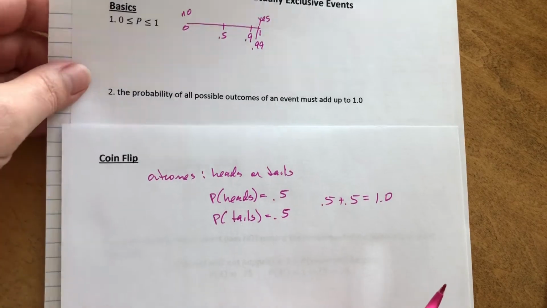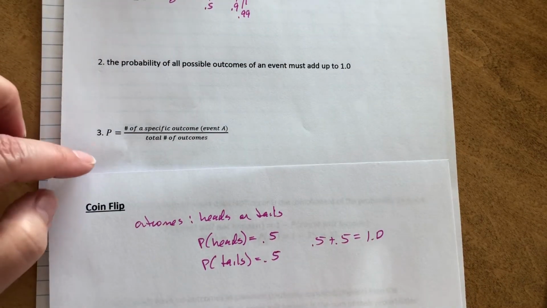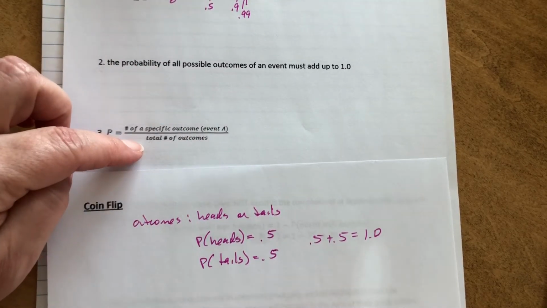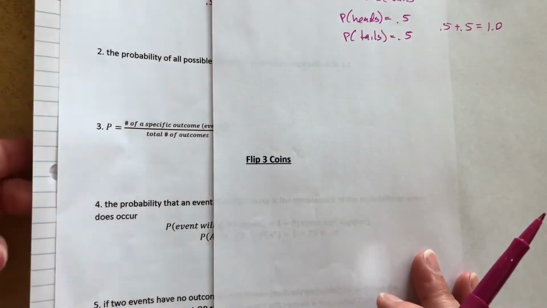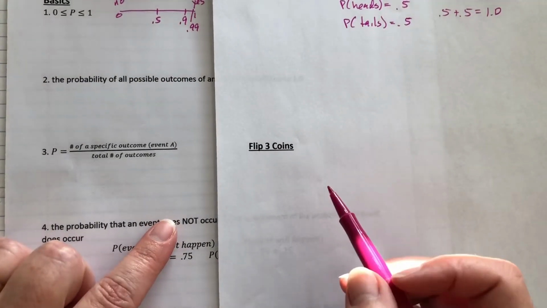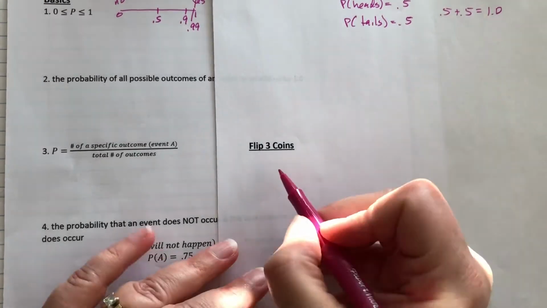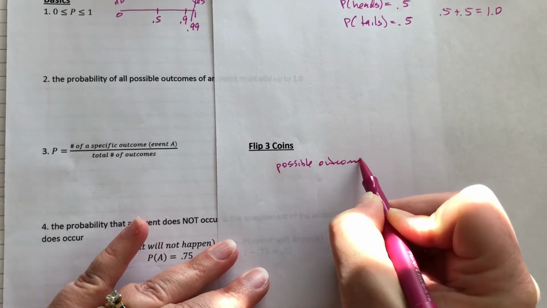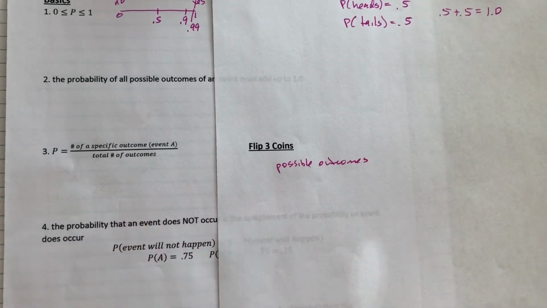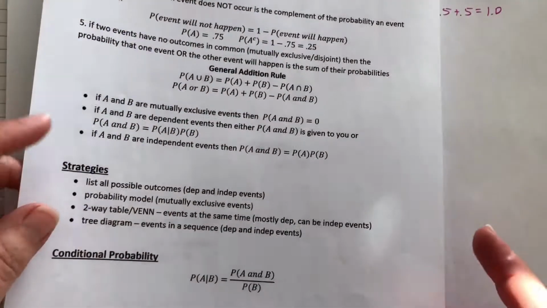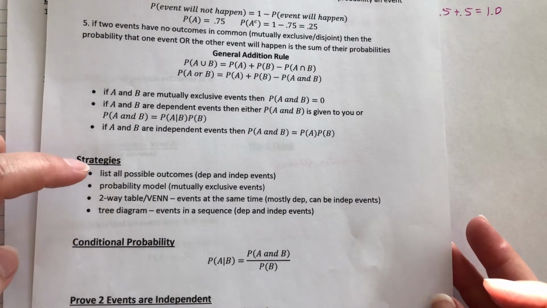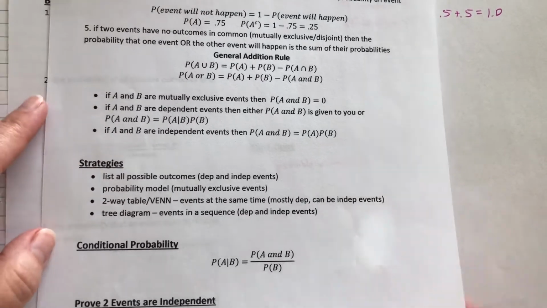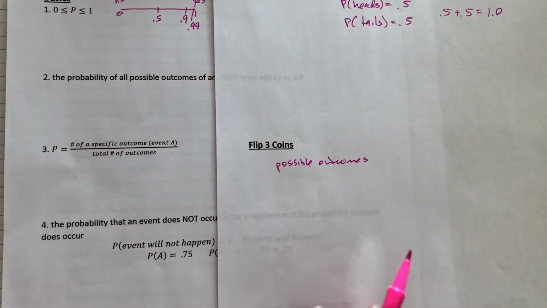The third basic rule is probability equals the number of a specific outcome, a specific event, over the total number of outcomes. For this one, I wanted to flip 3 coins. So let's start by listing all of our possible outcomes. On my probability overview sheet, I talk about different strategies, and listing all the possible outcomes is one strategy. We're going to do a probability model also in a second.